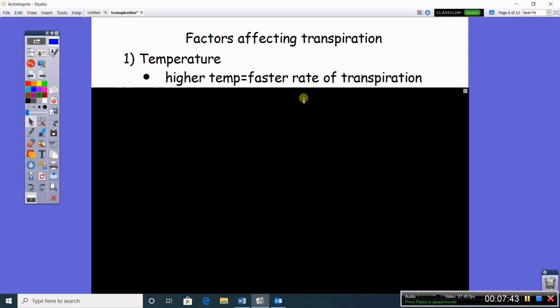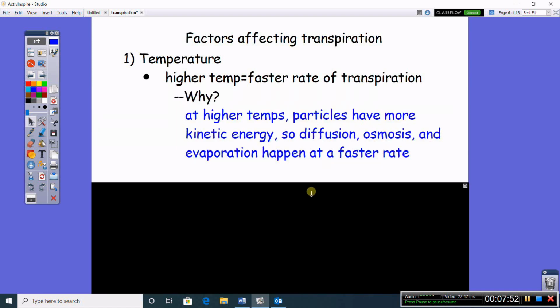So first up is temperature. If you have a higher temp, at least up to a certain point, you're going to have a higher rate of transpiration. Okay, why? Remember, at higher temps, particles will have more kinetic energy, and so that is going to cause evaporation to happen at a faster rate.